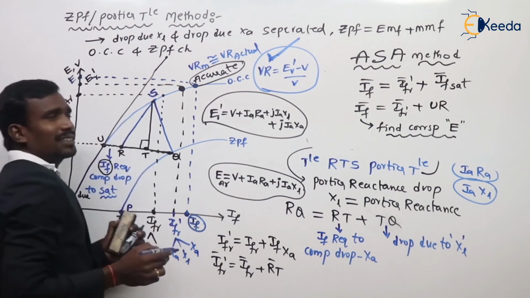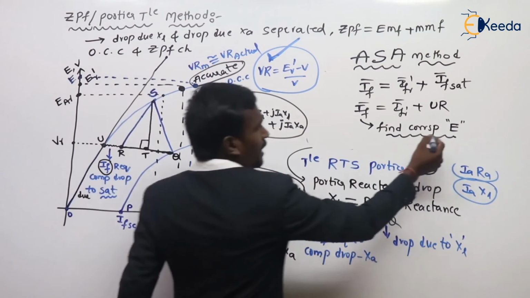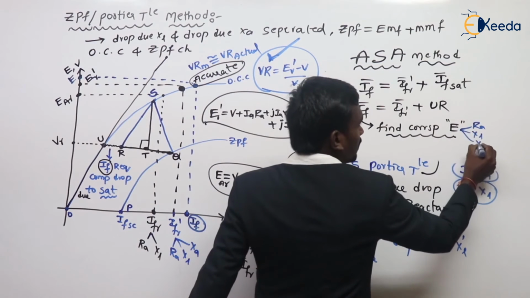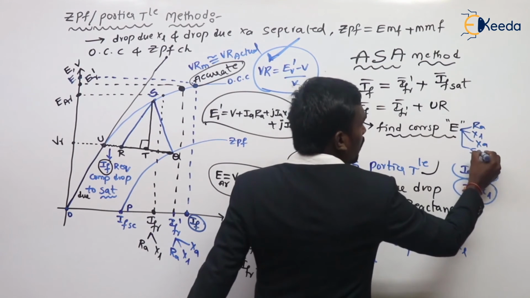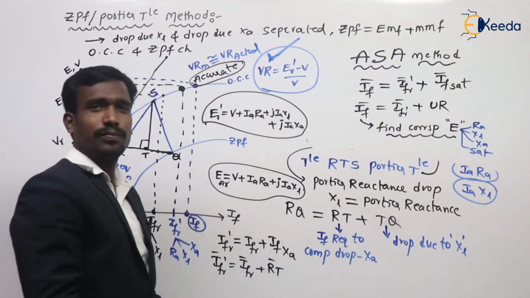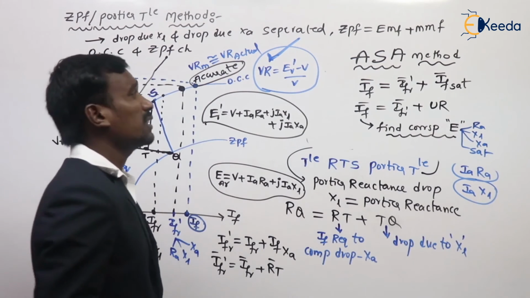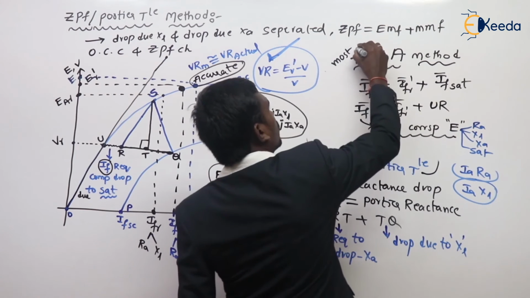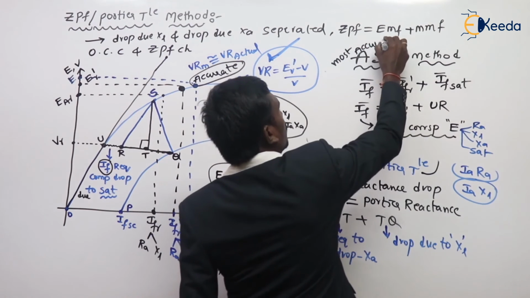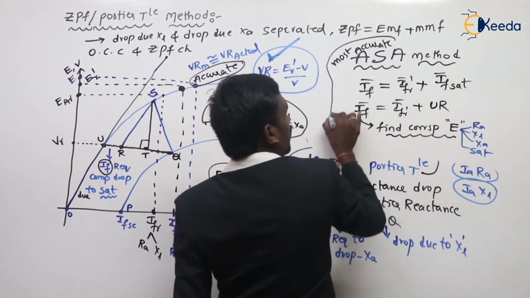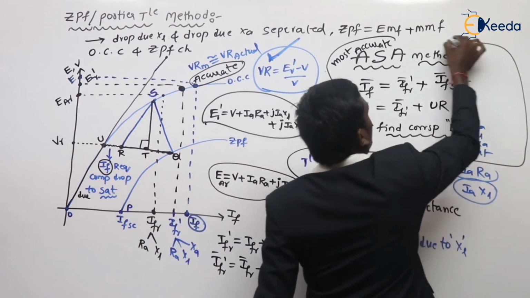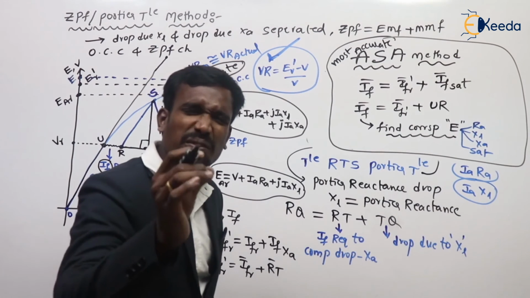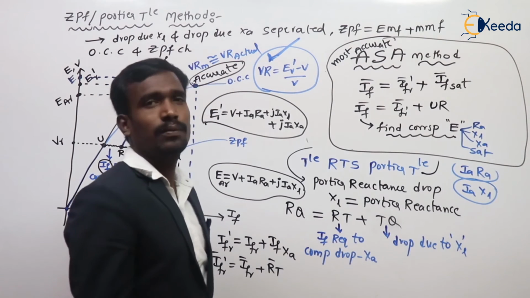This E has the armature resistance drop, leakage reactance drop, armature reactance drop, and saturation drop. All the drops. That's why the ASA method is the most accurate method. Are you getting it or not? This is perfectly the most accurate method.